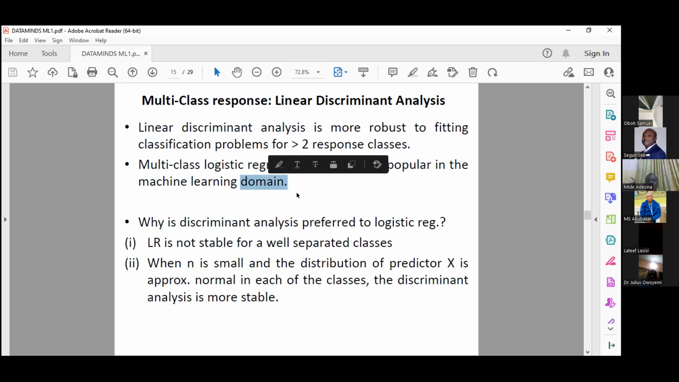Now, in the case of multi-class response, linear discriminant analysis is more robust for fitting classification problems for responses greater than 2. We know that logistic regression is not so popular when you are considering the multi-class case. The reasons why discriminant analysis is preferred to logistic regression have been highlighted below. It is more stable than logistic regression.